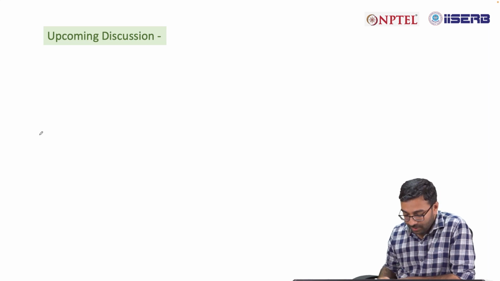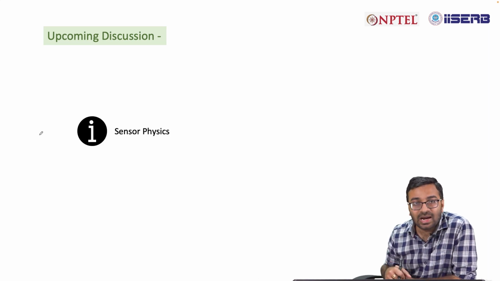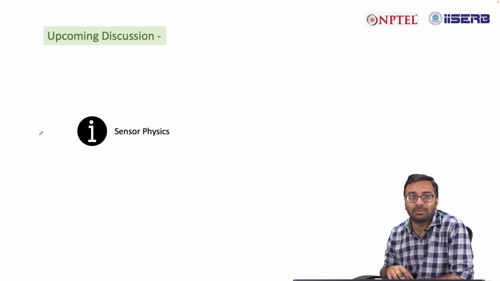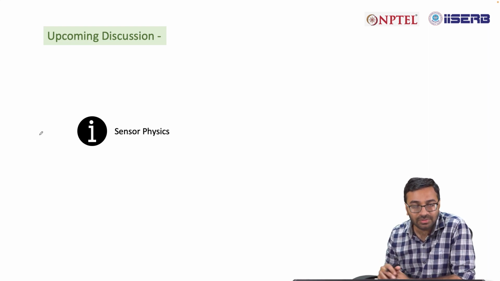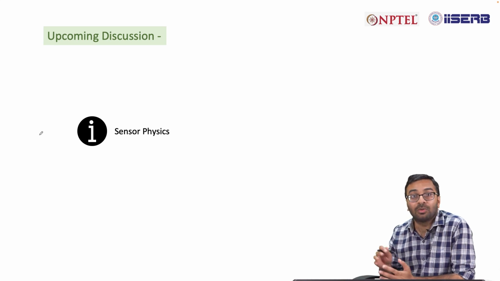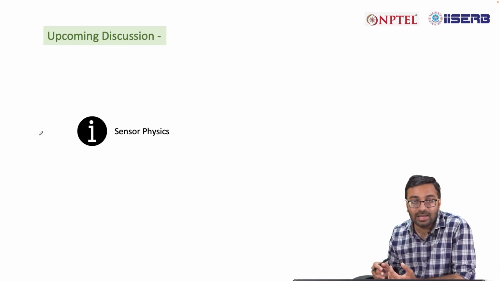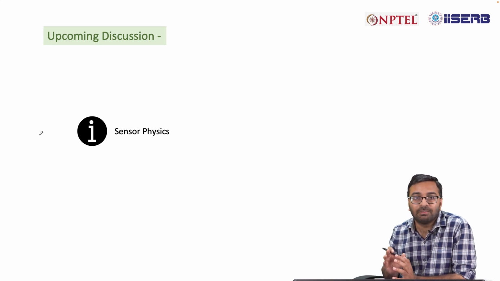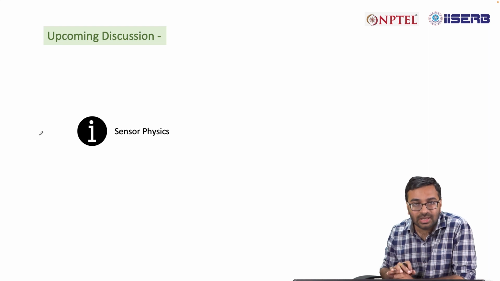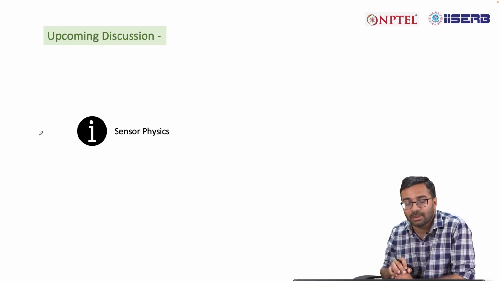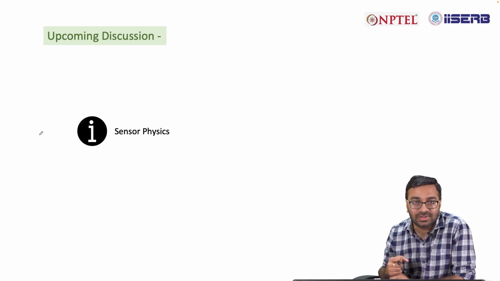So in the upcoming discussion we will start sensor physics. We are more or less done with sensor parameters. We have seen a lot of parameters associated with the sensor, but there are a few more parameters as well which I may discuss while I am discussing sensor physics, but most of the important parameters are already discussed, and we also have seen what the significance associated with those parameters is. In the coming lecture, we will start with sensor physics.